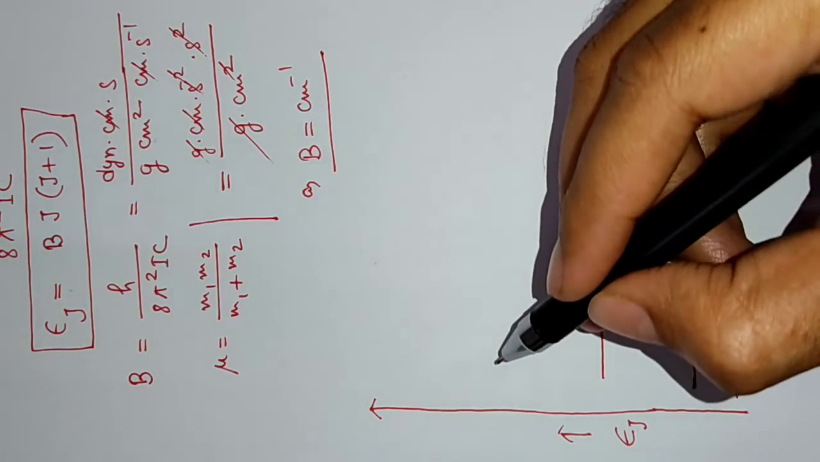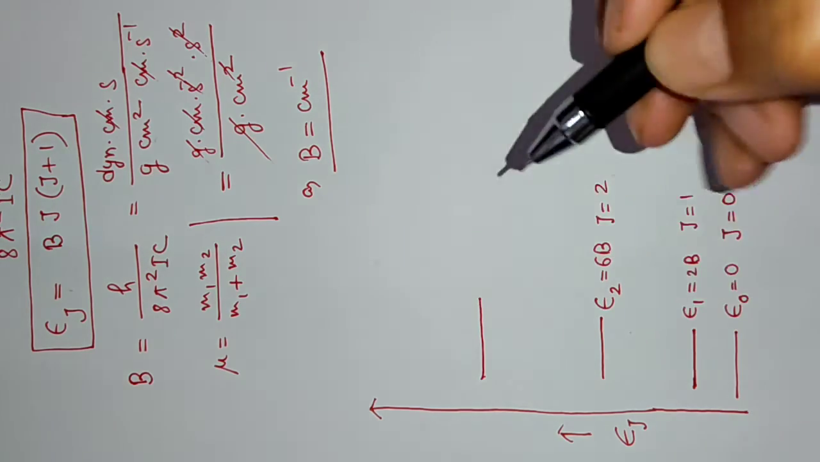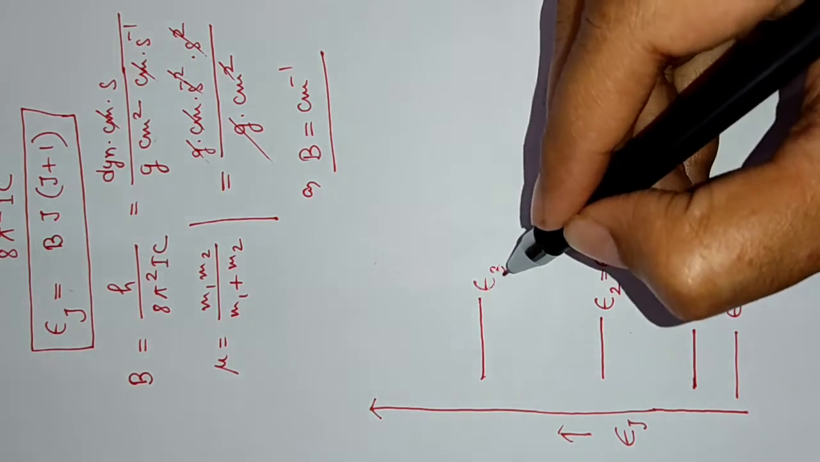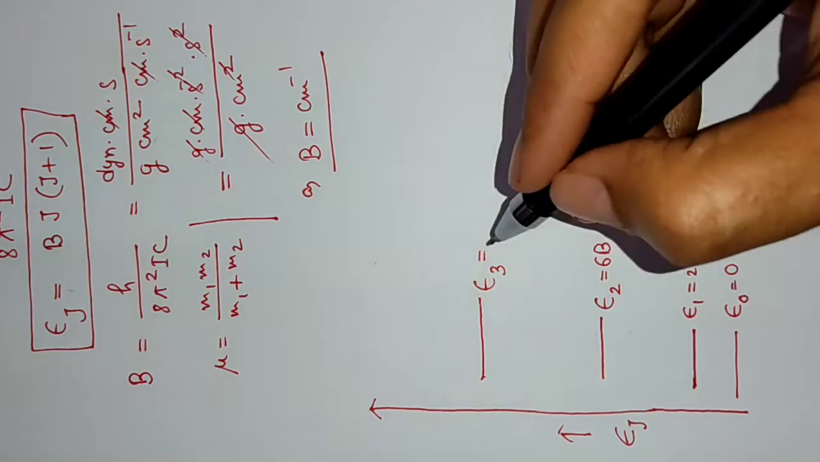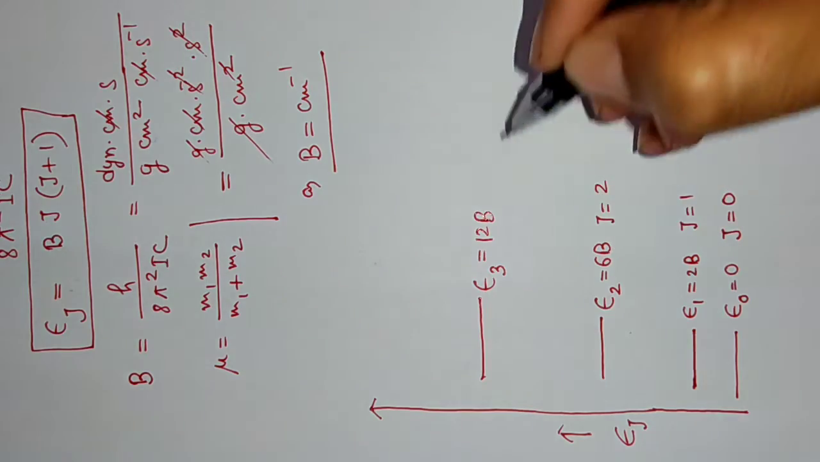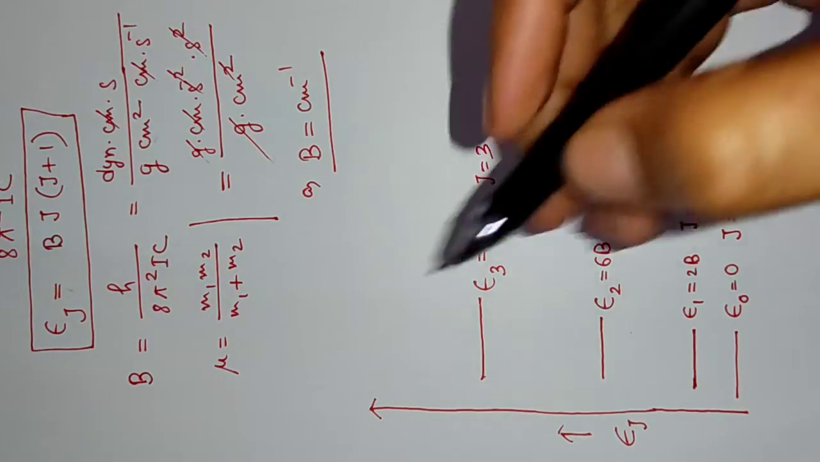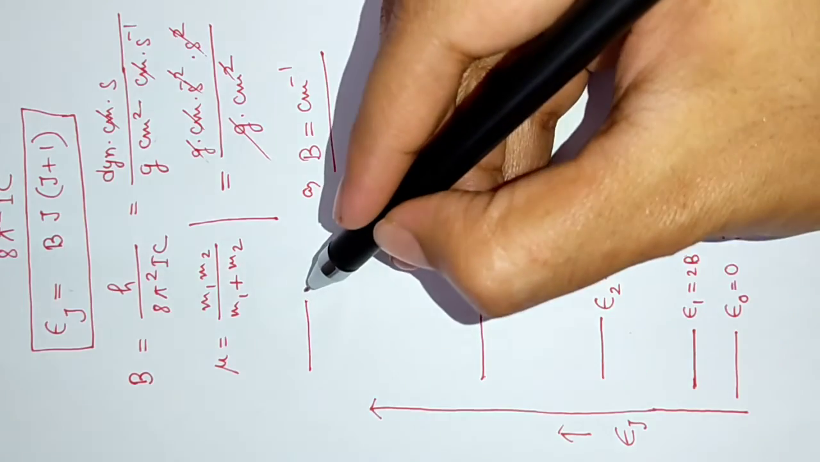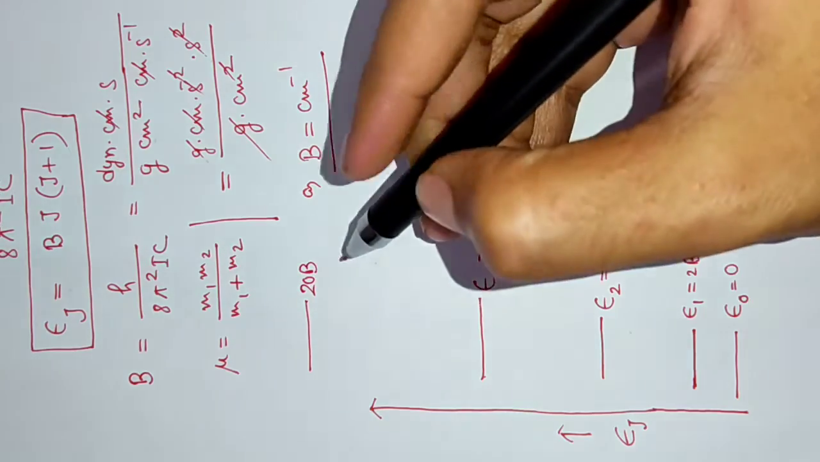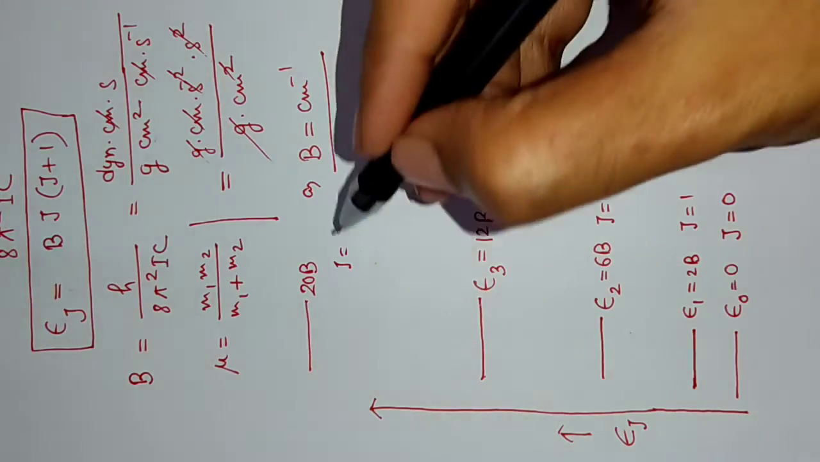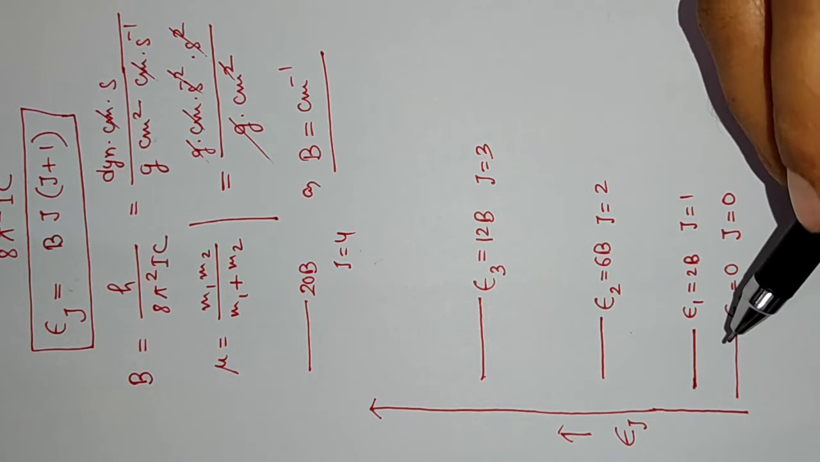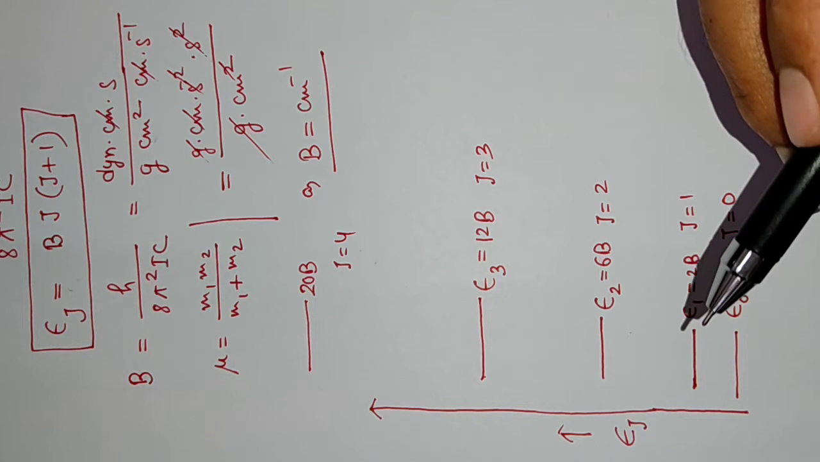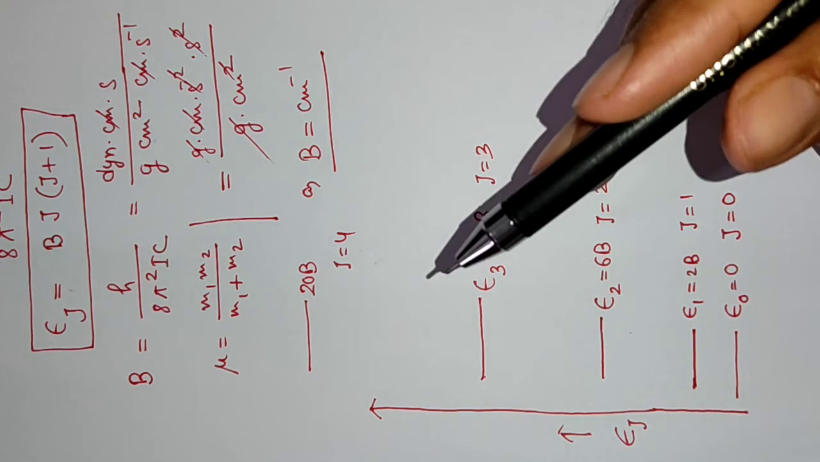In a similar way, for epsilon 3, it will be 3 into 4, so 12B for J equal to 3, and it will be 20B for J equal to 4. So the energy gap is increasing.